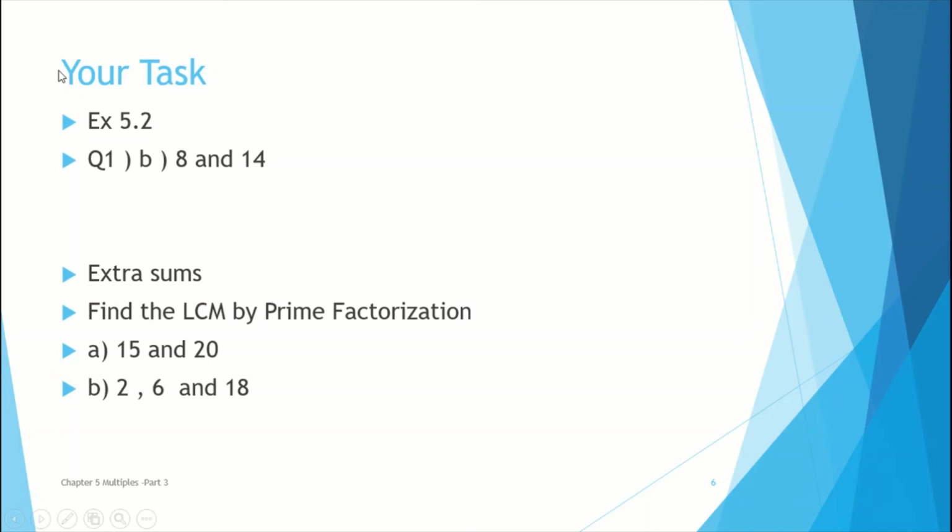Now it's your task. You have to complete exercise 5.2. From question number 1, you have to complete B number sum. A and C I have done. And scholars, here I have written few extra sums. You have to do these sums in your rough notebook, not in school notebook. Scholars, am I clear with my instruction? This exercise 5.2, you have to do it in your school notebook, and extra sums you don't have to do in your school notebook.